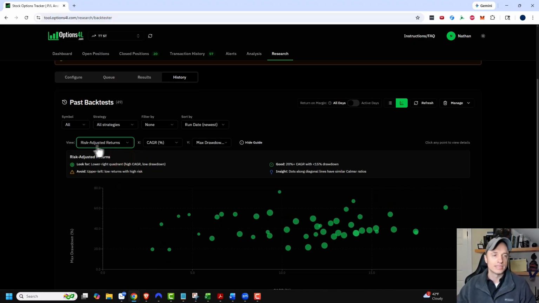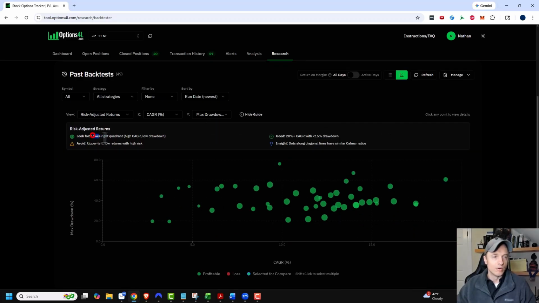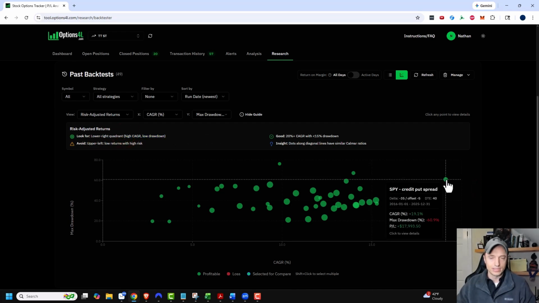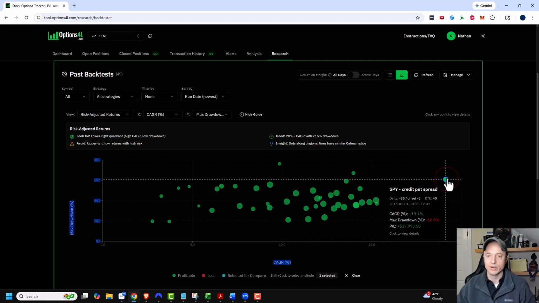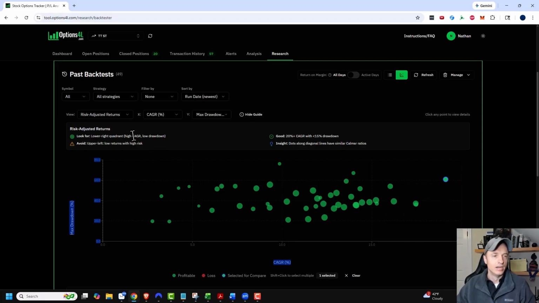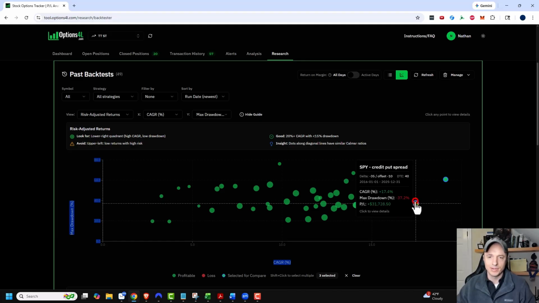So we'll start with the risk adjusted returns, which is CAGR versus max drawdown. And what we're looking for is the lower right quadrant, which means it has a high CAGR and a low drawdown. So we got this one, which is definitely the furthest one out right. So we'll go select that one, and it said lower right quadrant. So we'll just go ahead and select this one as well, since it's like the lowest rightest one that we got. So we got two right there, and there's another one right behind it. Maybe I'll go ahead and select that one as well. So we got three selected.